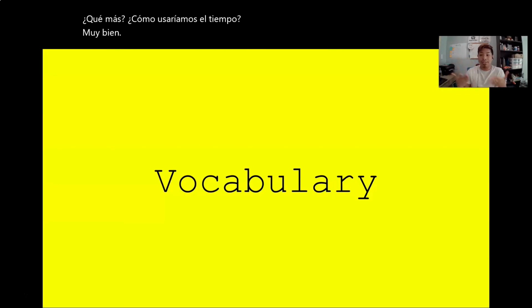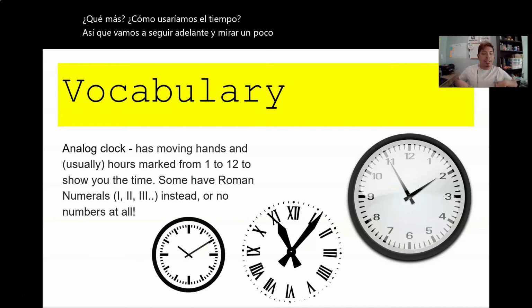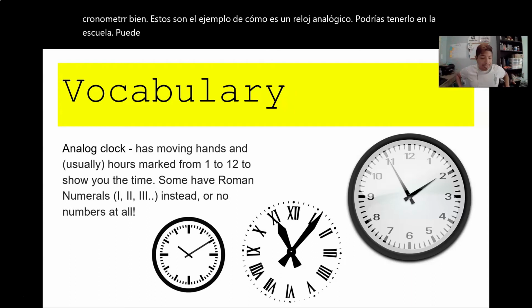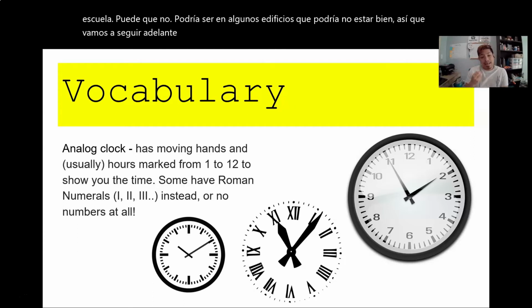So let's go ahead and look at some vocabulary now. Analog clock: these are examples of what an analog clock looks like. You might have them at school, you might not. They might be in some buildings, it might not be. So analog clocks have moving hands.